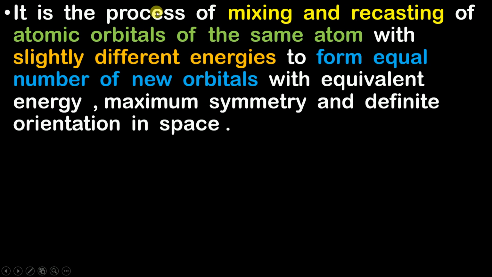It is a process of what? Mixing and recasting of what? Of atomic orbitals of the same atom with slightly different energies to form an equal number of new orbitals. That is nothing but the hybridized orbitals that I was speaking about throughout the video. And these hybridized orbitals have equivalent energy, maximum symmetry, and definite orientation in space. So guys, I hope that you have understood what hybridization is and the different types of hybridization.